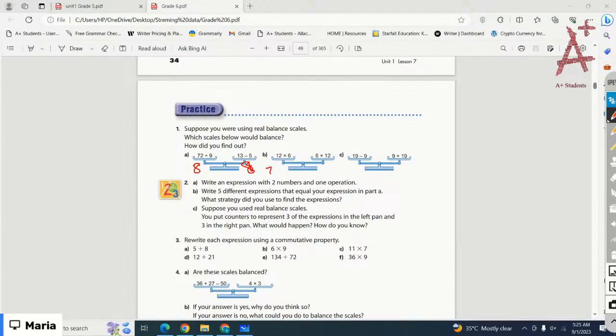Okay, 12 times 6 is 72 and 12 times 6 is 72. This one also balances, because both sides have the same answer, right? Okay, 19 minus 9 is 10 and 19 plus 9 is 28. This one is not balanced, right?